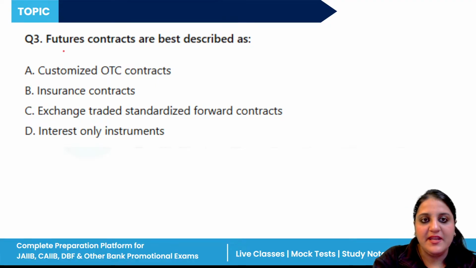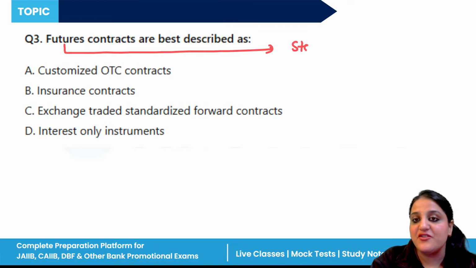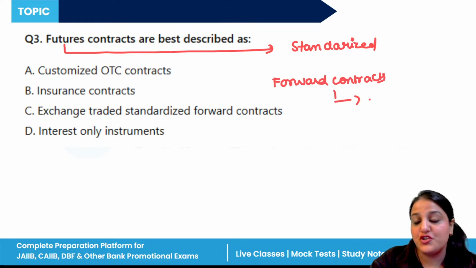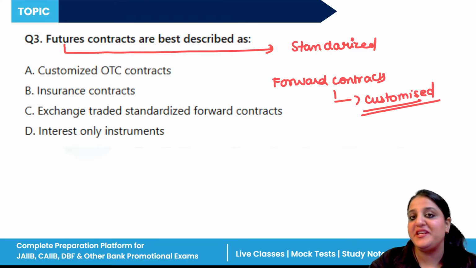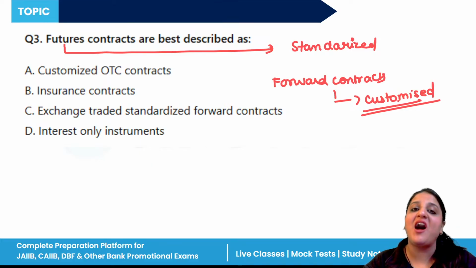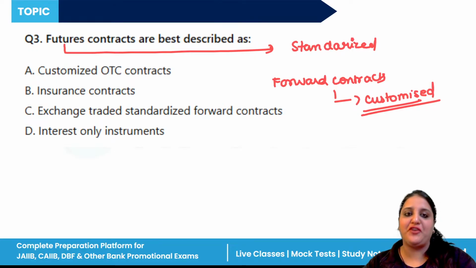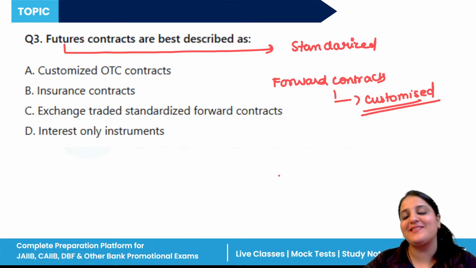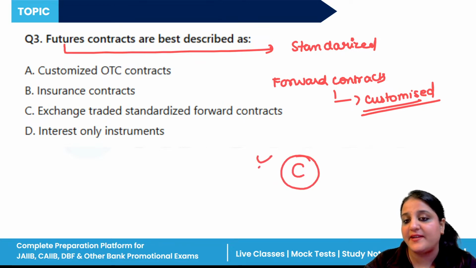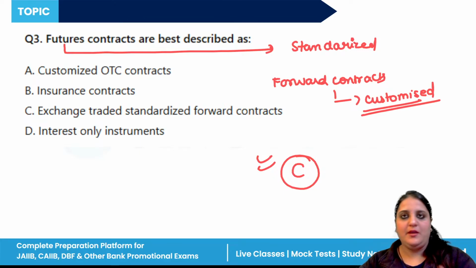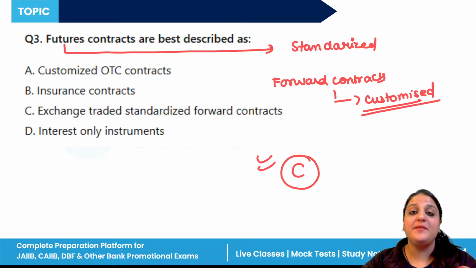Always remember this: futures contracts are standardized contracts and forward contracts are customized contracts. These contracts are customized according to the needs and demand of the customer. So that is the biggest difference between futures contracts and forward contracts. That's why futures contracts are best described as exchange traded standardized forward contracts. Option C is correct here. Got it? Okay. Now you got how many types of derivatives there are and what derivatives mean.